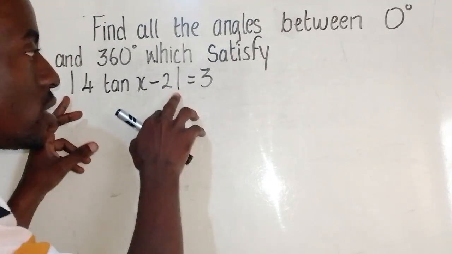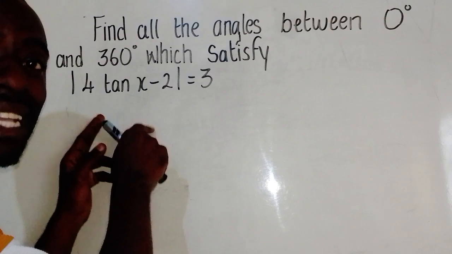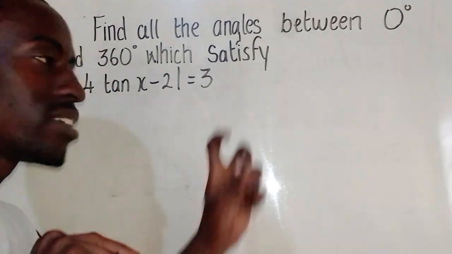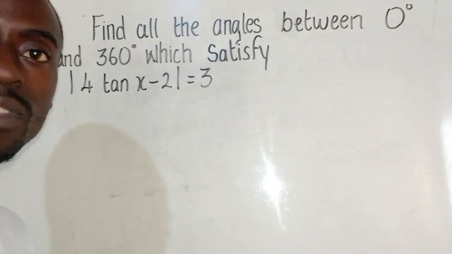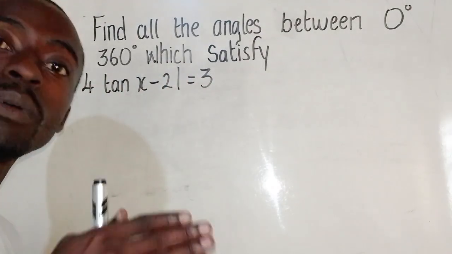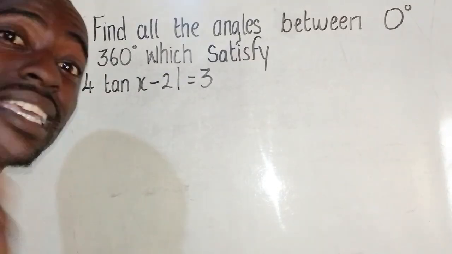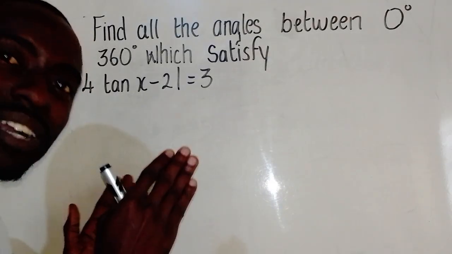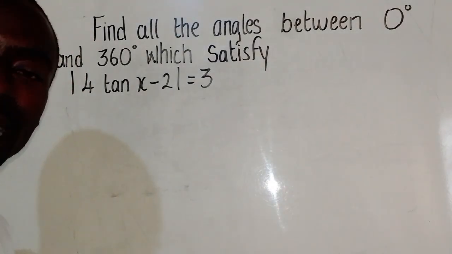Because when you introduce this, it simply means the actual number inside has no sign, meaning the final answer should be positive or negative. If that's the case, then you're supposed to form two equations, one for the positive and one for the negative. Keep in mind, for the positive and for the negative. So now let us start.